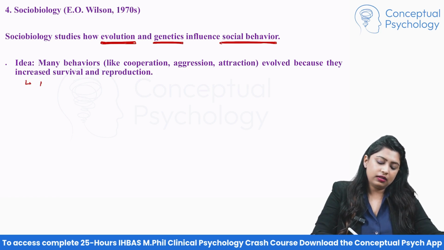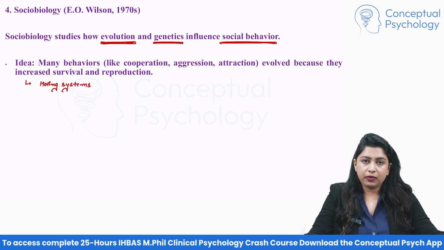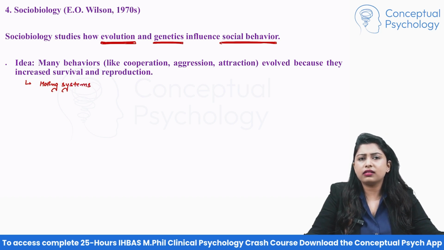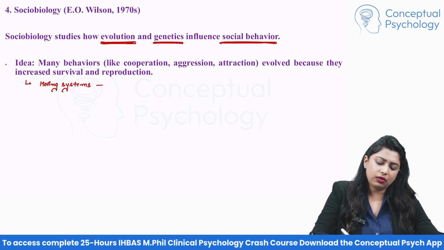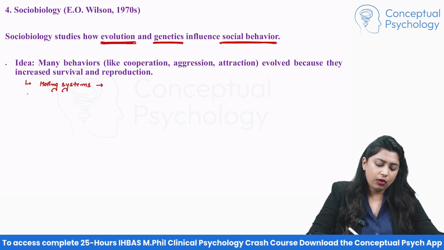First were the mating systems. So monogamy, one partner. Polygamy, multiple partners, etc. So these were studied under the mating systems. Then what else was studied was altruism.